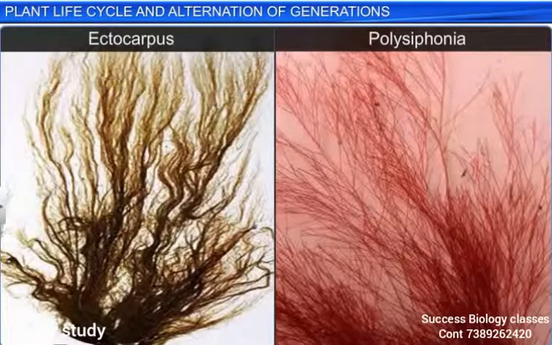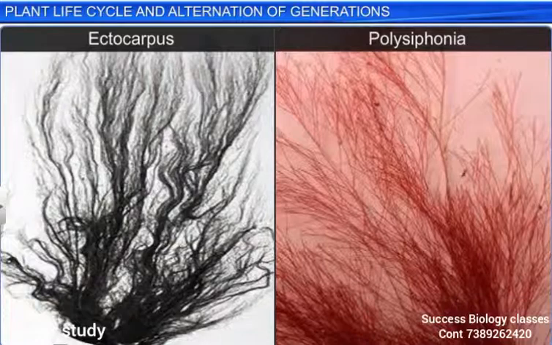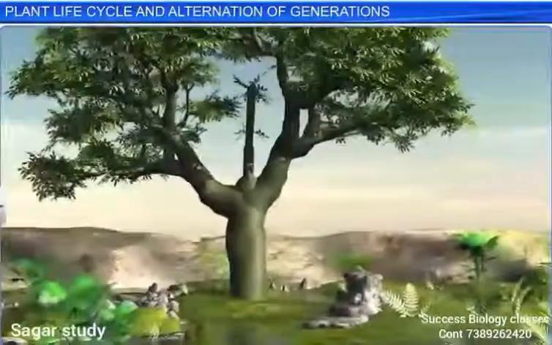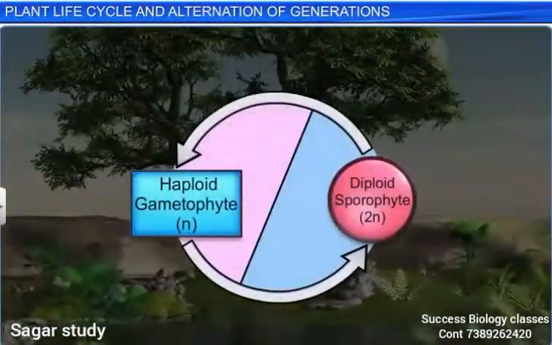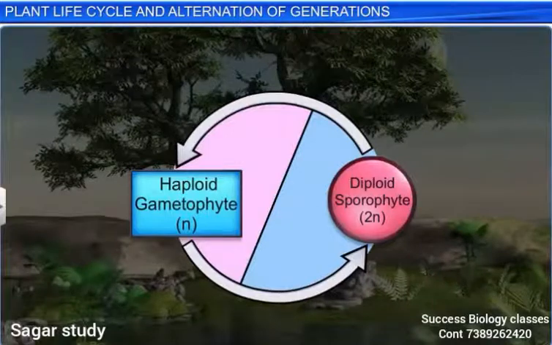Apart from bryophytes and pteridophytes, certain algae such as Ectocarpus and Polysiphonia also exhibit the haplodiplontic life cycle. Thus, every plant cycle is marked by alternation of the sporophytic with the gametophytic phase. However, the dominant phase differs in different plant groups.